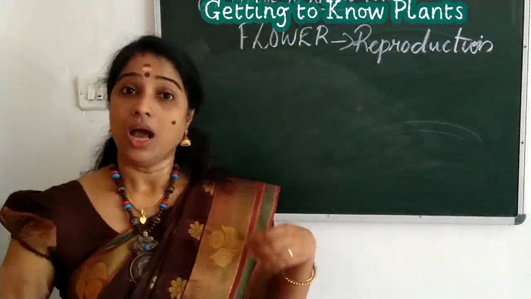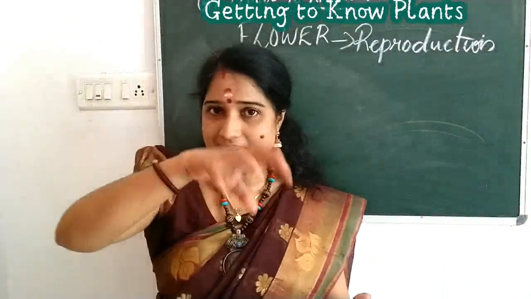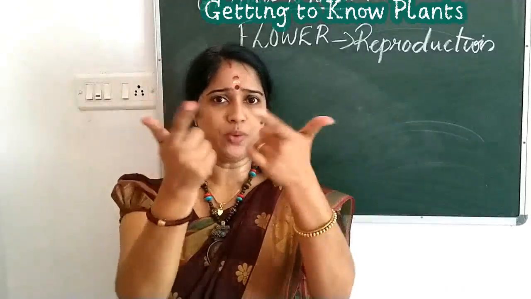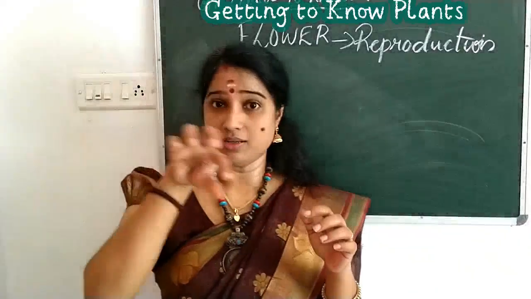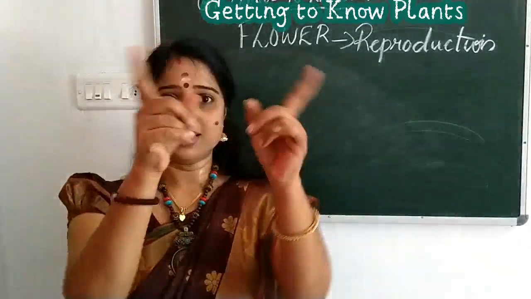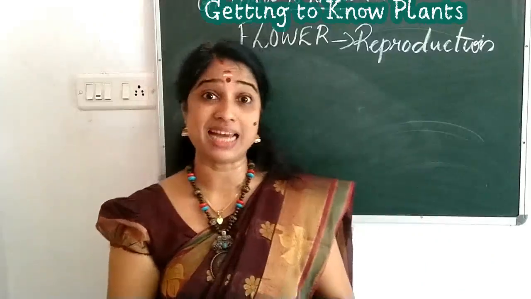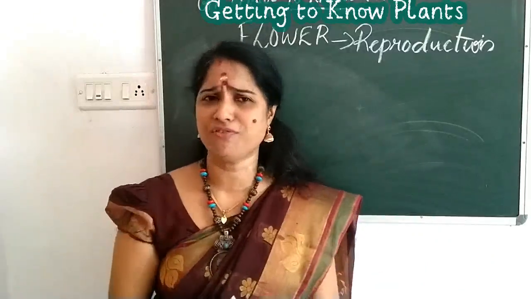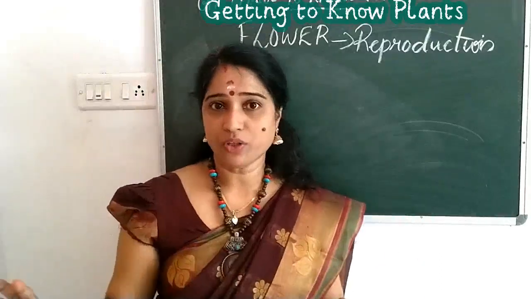A cluster of flowers. Another, you look at the board, you can see another type of flower, a main head is there, surrounded by numerous flowers. Look at the board, you can see that. Centrally, one head-like structure is there, surrounded by numerous flowers. So, different types of flowers, different styles of flowers, different colors of flowers are seen around us. Okay, yes. Hope it is clear about the flower.